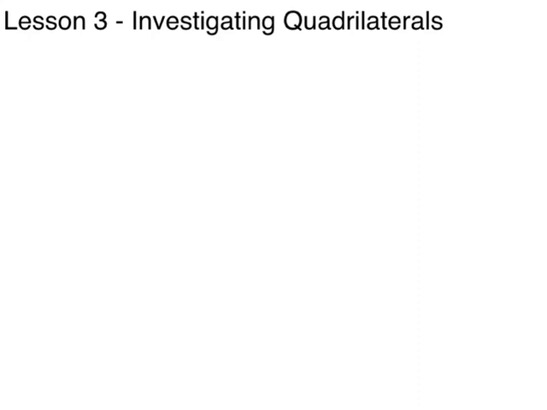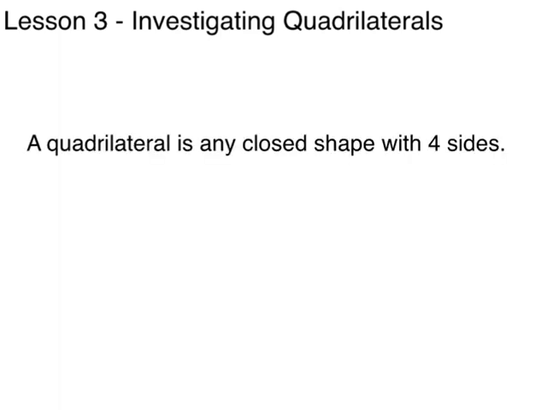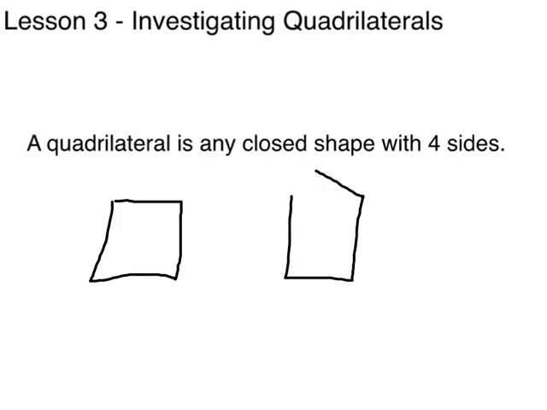Welcome to Lesson 3, Investigating Quadrilaterals. A quadrilateral is any closed shape with four sides. By closed shape, we mean one where all four sides intersect. They close the shape. This, for example, would not be a closed shape because we see that there is an opening over here.